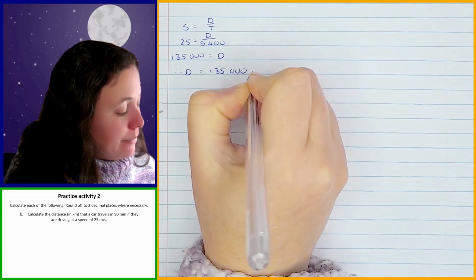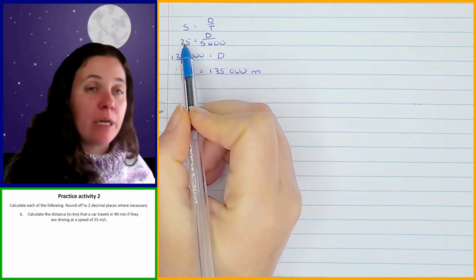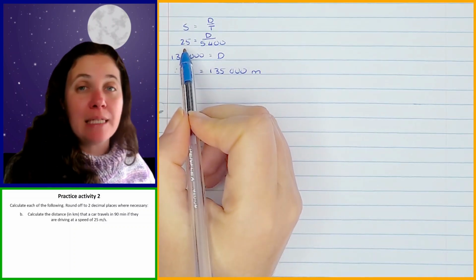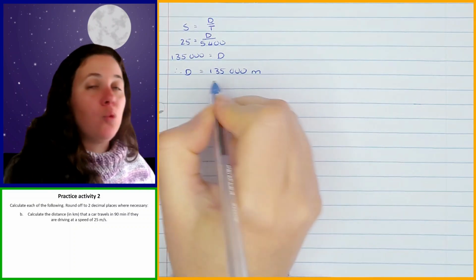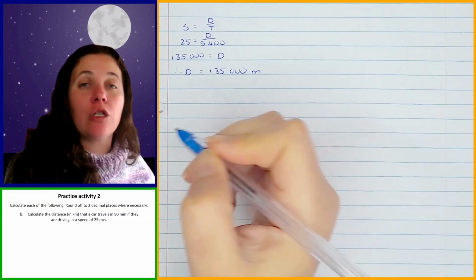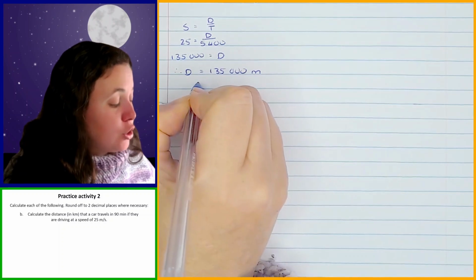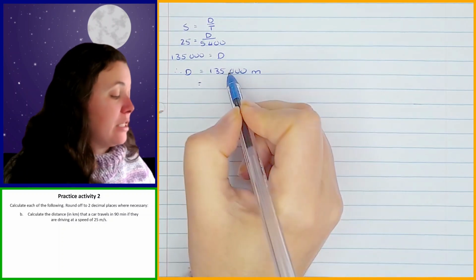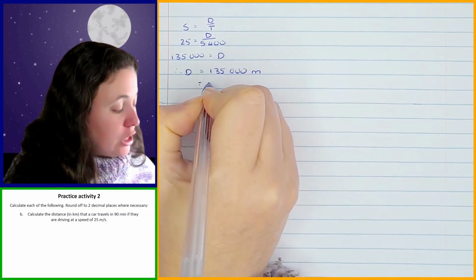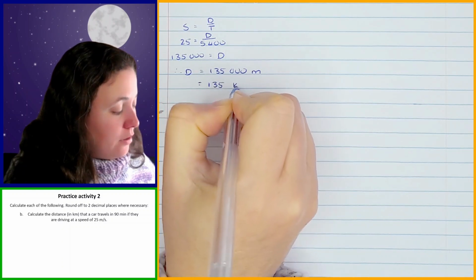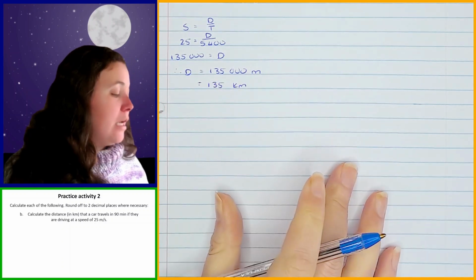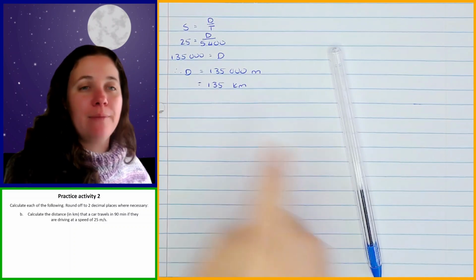So that means that my distance is 135,000 meters, because the speed that we were working with over here, the 25, was in meters per second. But we don't want our answer to be in meters, we want our answer to be in kilometers. So to change it to kilometers, I'm going to divide this by 1,000. So that's going to be 135 kilometers. So that's what you should have got for question B.